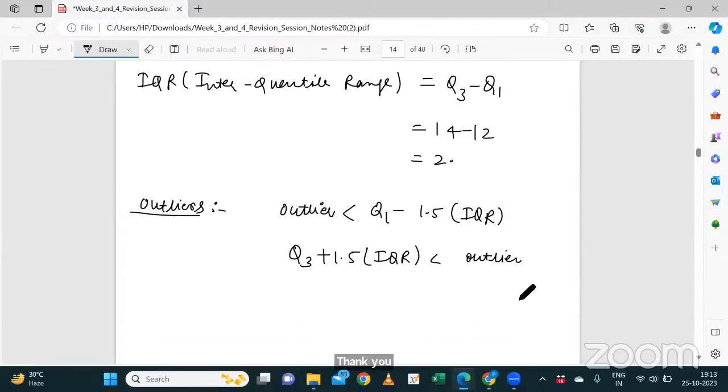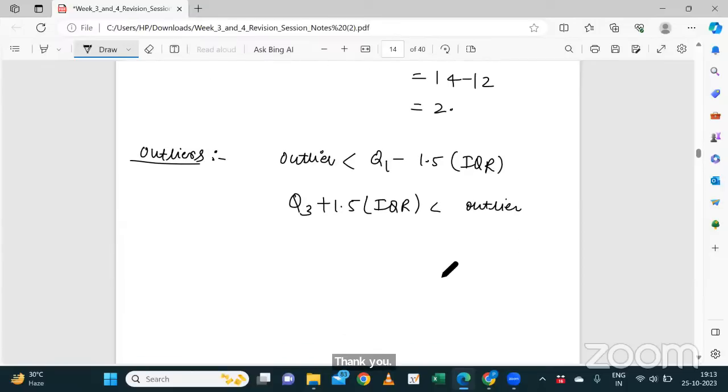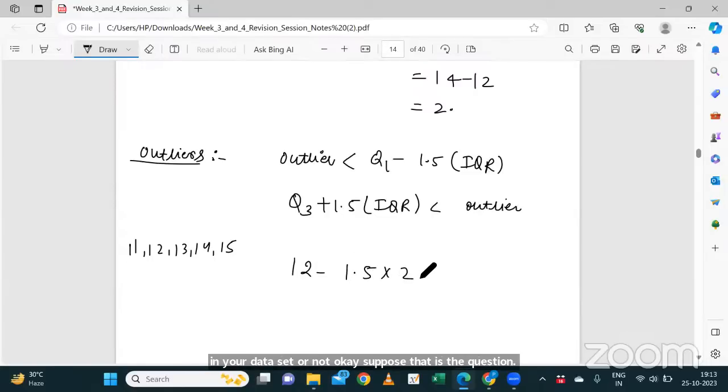Got it? Let me take an example for this. Suppose I took that example 11, 12, 13, 14, and 15, suppose this is the data set. Now, what is the Q1? Q1 was 12, right? Minus 1.5 times IQR, which was 2. So what will be the value of this? 1.5 times 2, that means 3. So that means 12 minus 3, 9.